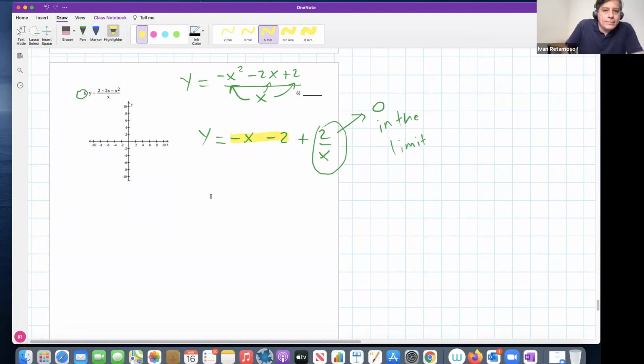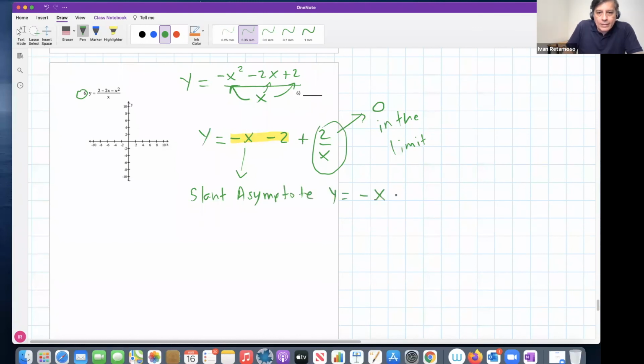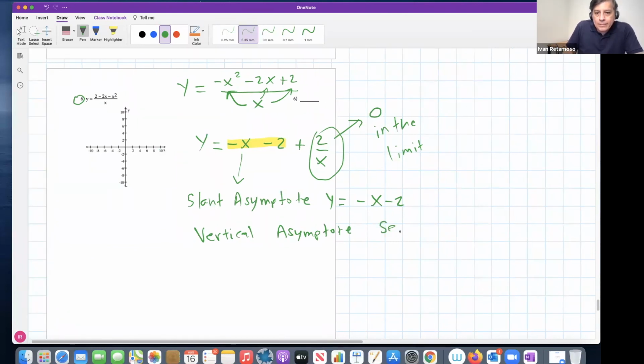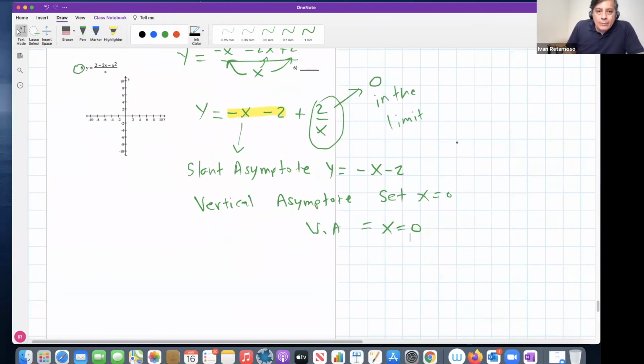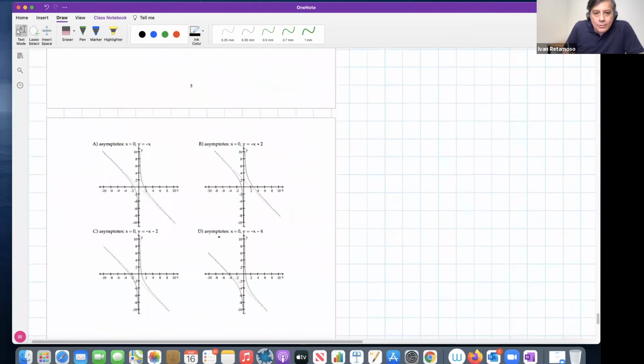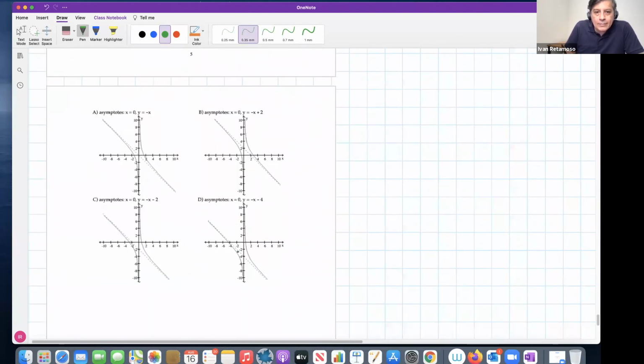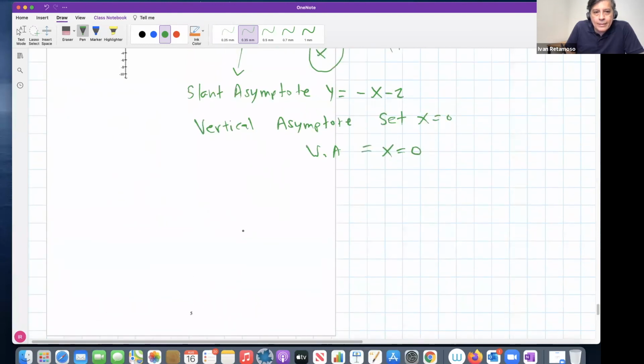Slant asymptote: y equals minus x minus 2. Vertical asymptote: set the denominator equal to 0, x equals 0. So the vertical asymptote is just x equals 0. So try to figure out the graph of this and choose which of these 4 graphs is the one, right? So let's try to graph this.